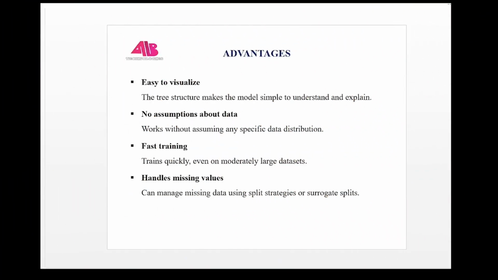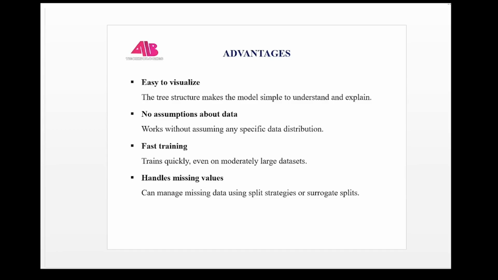Now let's talk about advantages of decision tree. First advantage is it's very easy to visualize. Because it looks like a tree, we can easily see how decisions are being made. This makes the model simple to understand and explain even to non-technical people. Another important point is decision tree does not assume anything about the data. It does not expect the data to follow any specific distribution, which makes it flexible for many types of problems.